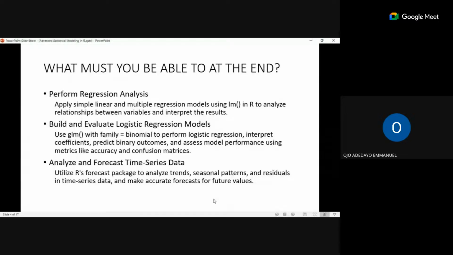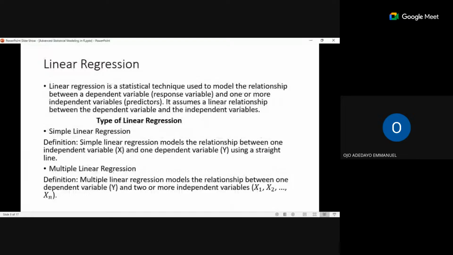So let's move. Now we move to regression. Then we're going to start with linear regression. What is a linear regression? Regression is not something that is strange to us, but if you are hearing it for the first time, you can still move on with us. What is a linear regression?